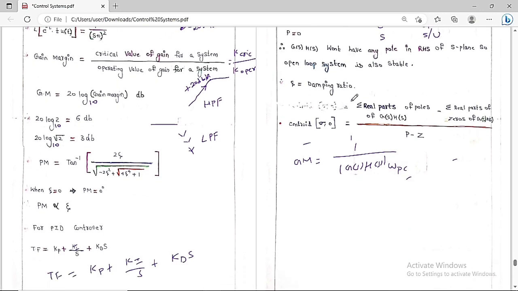Then the centroid. I have already told you the centroid formula. The centroid is the point from which we draw the asymptotes.